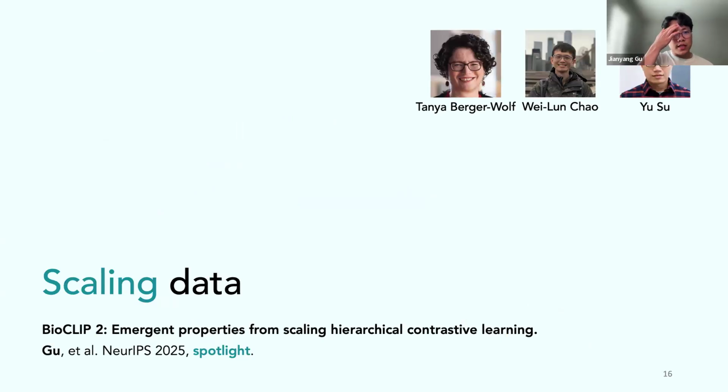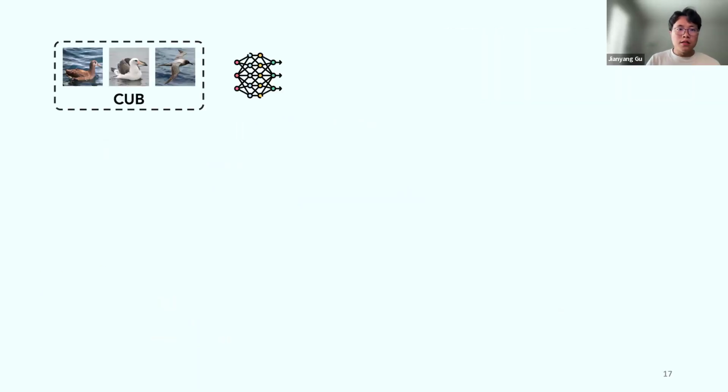So firstly, I will start with scaling data. This is work published in last year's NeurIPS, done with Tanya Berger-Wolf, William Chao, and Yu Su. It starts from a very simple motivation. Suppose today we want to train a species classification network for birds. So now we are using a very famous data set called CUB. It has a bunch of bird species, and now we train a network that can predict very well on this data set.